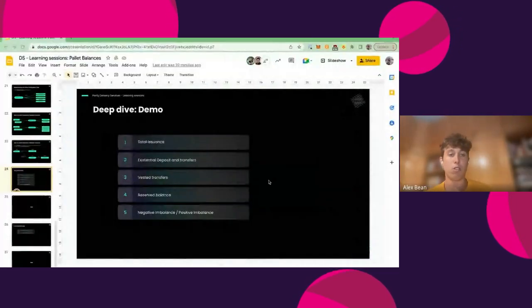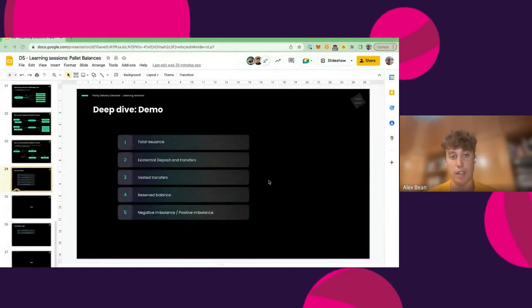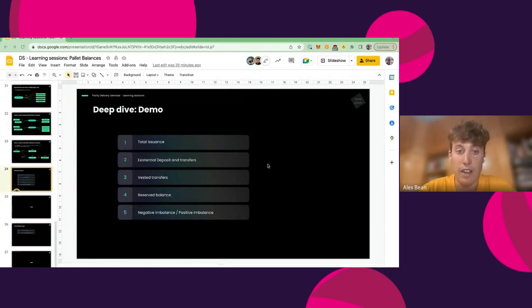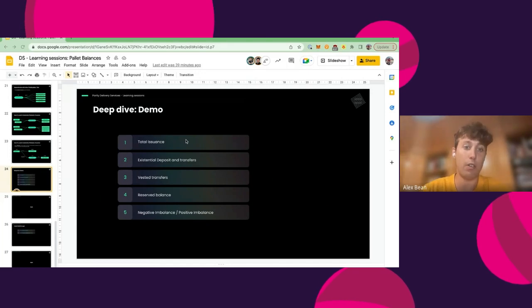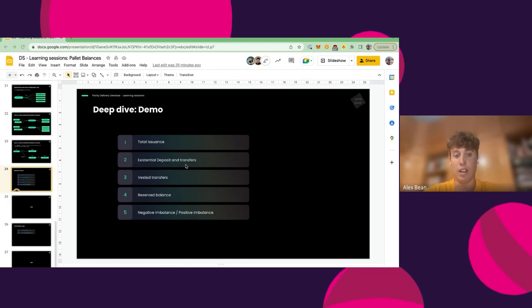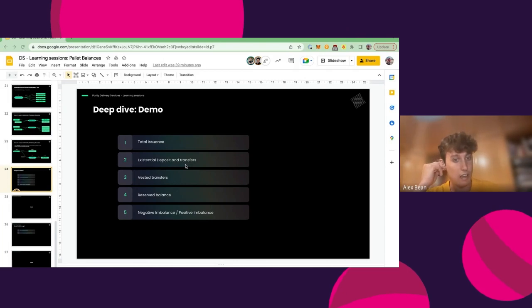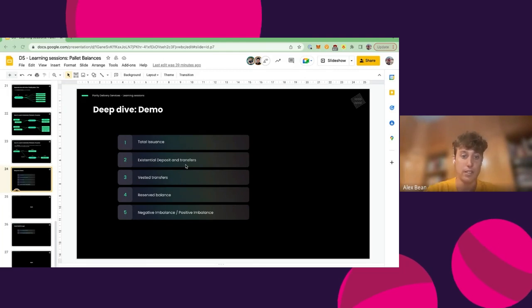So we are gonna go through the demo of this pallet now. We're gonna check basically all the high-level features that my colleagues explained. We're gonna check first the TotalIssuance. After that, we're gonna check what's the meaning of existential deposit and how it affects the transfers. We're gonna make a transfer, and we're gonna check what's the meaning of balance reserve. And then we're gonna go through the concept of negative imbalance and positive imbalance.